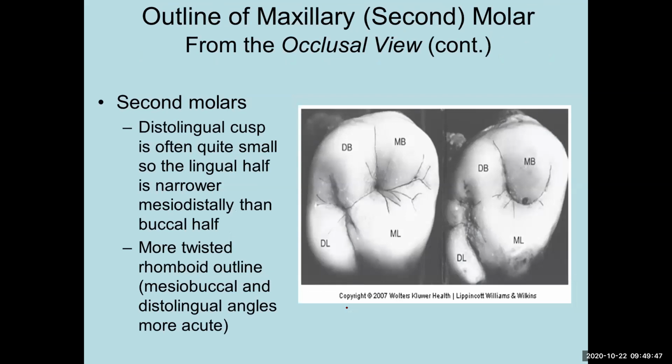Second molars, the distal lingual cusp is oftentimes quite small. So the lingual half is narrower as it is in most teeth. So this is the second molar versus the first molar. The lingual half is larger. The distal lingual cusp on the first molar is distinct and large. It's less distinct and smaller on the second molar.